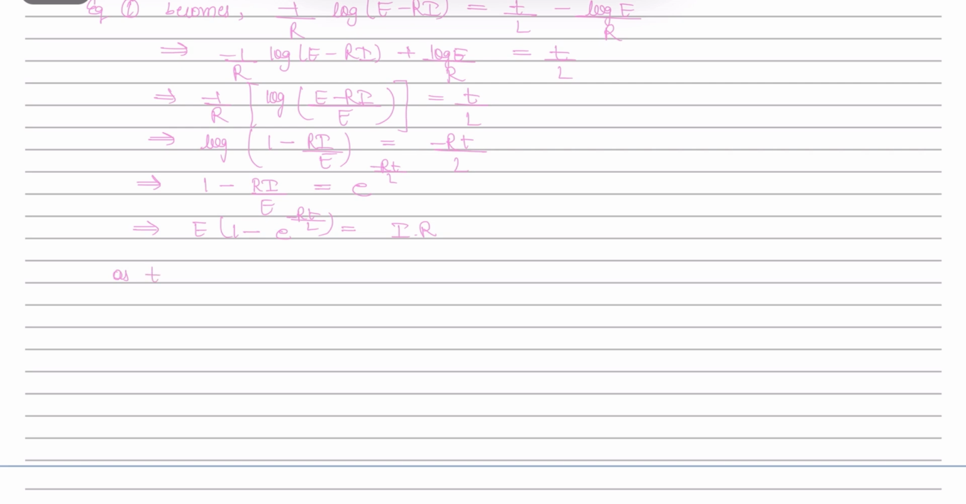As t tends to infinity, e to the power minus Rt by L tends to 0, which implies E times 1 minus 0 is equal to I times R, which implies E is equal to I times R when t tends to infinity.